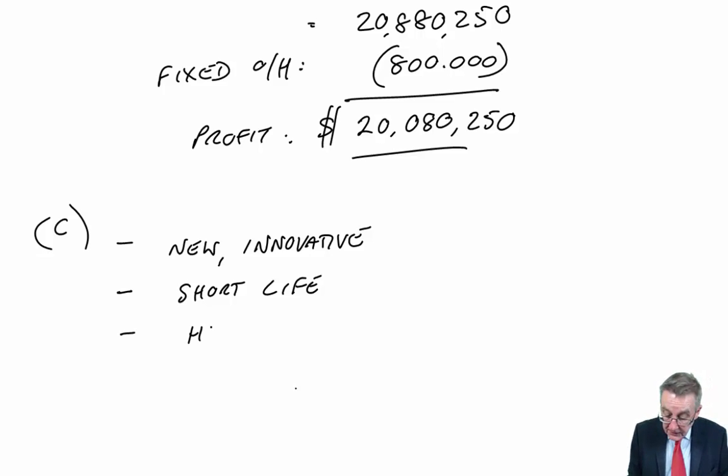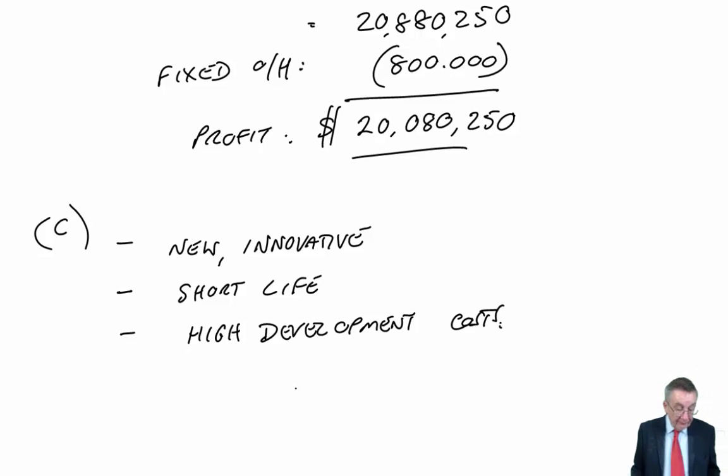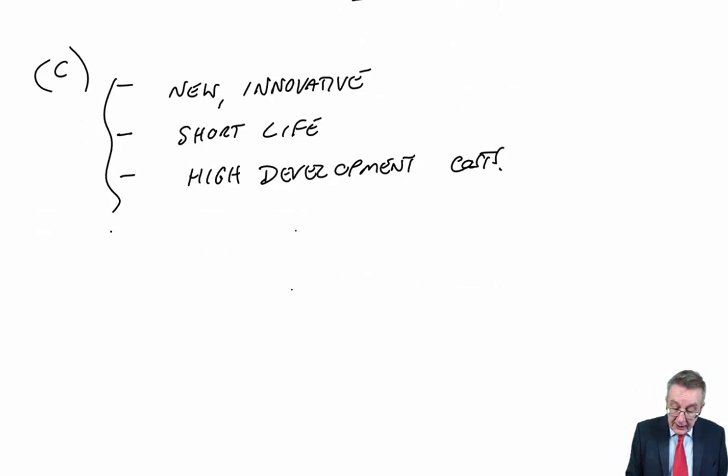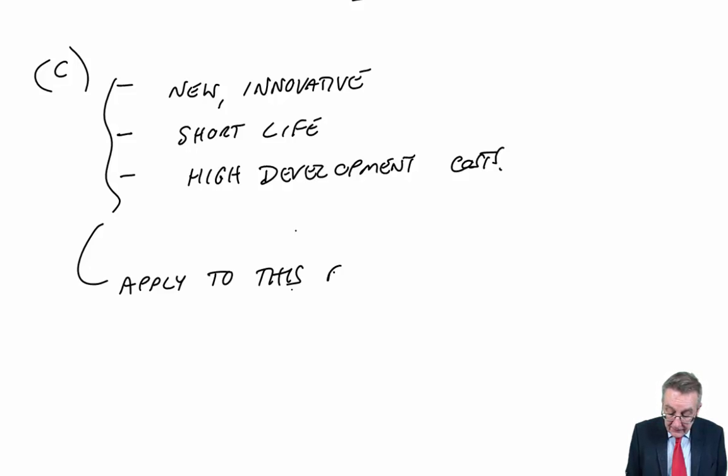High development costs. Again, by charging a high price early, we want to try and recover the development costs as fast as we can, especially because it has only a short life. What about whether we'd recommend they should adopt the approach? Well, from what I've said, those things do apply to this product. And so in that sense, it would seem a sensible thing to consider.